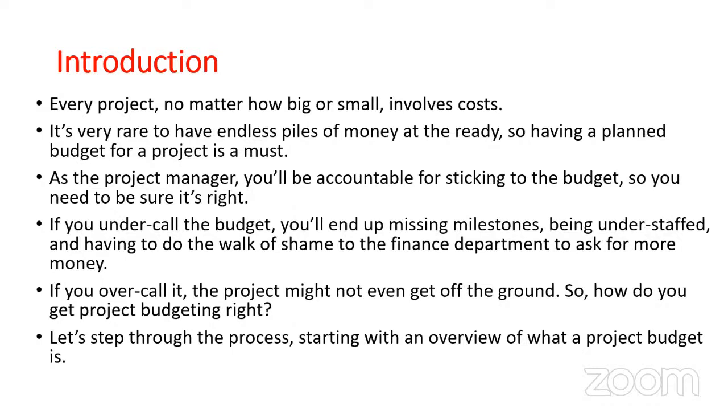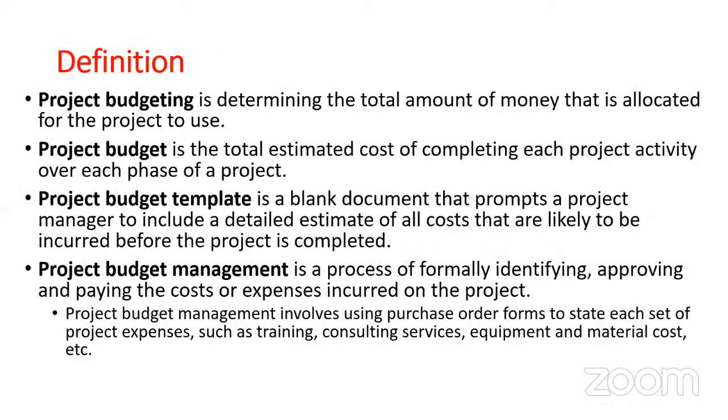Let's step through the process, starting with an overview of what project budget is all about. Now, by definition, what is project budget? Project budgeting is the process of determining the total amount of money that is allocated for a project to use. That's project budget. Project budget is the total estimated cost of completing each project activity over each phase of a project.